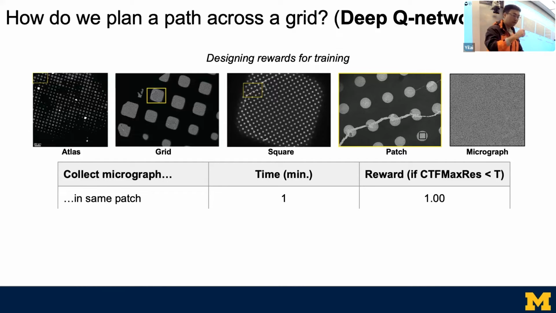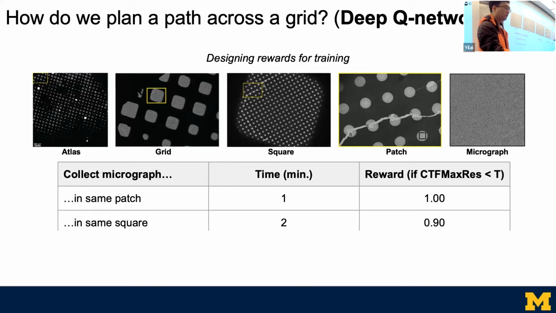So we defined that if you collect a micrograph in the same patch, it will cost 1 minute, and the reward, if the CTF resolution is lower than the threshold number, is going to be 1. Basically, if you're collecting a good micrograph according to the threshold number, then you get a maximum reward. If you don't, then you get a reward of 0.